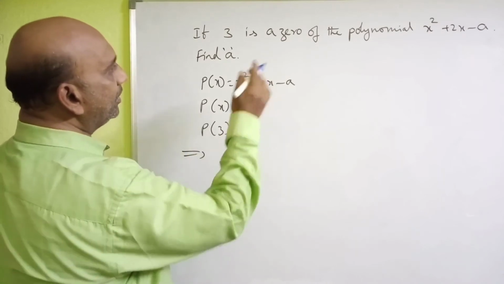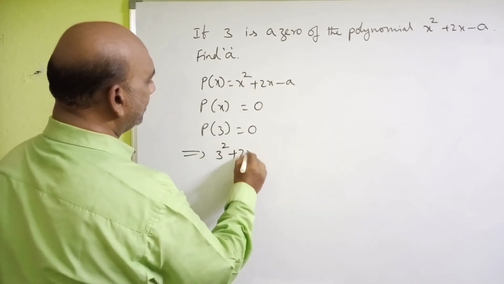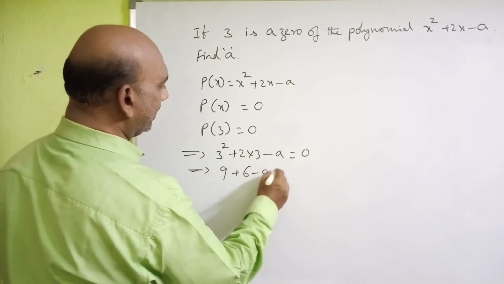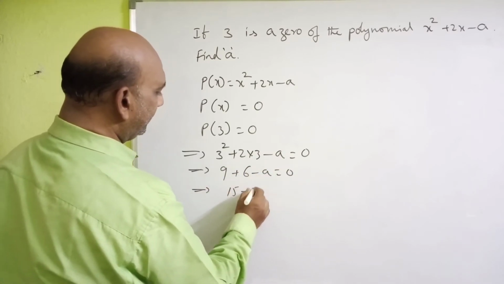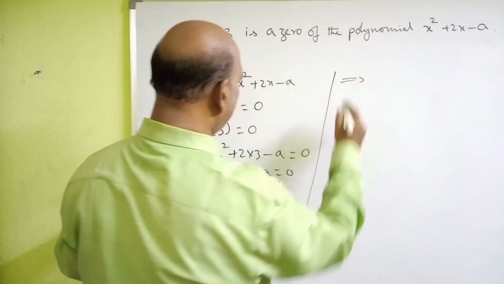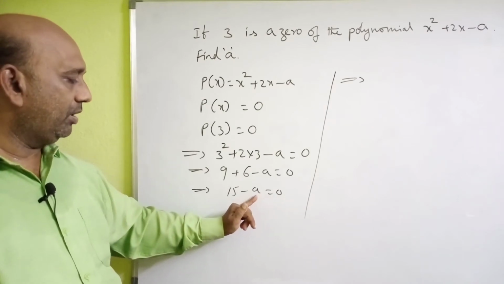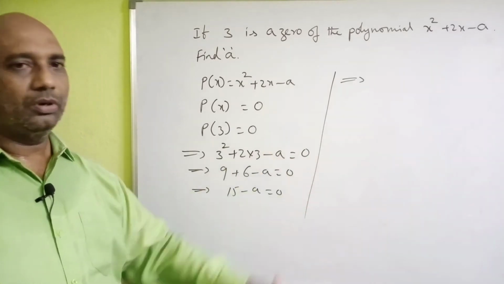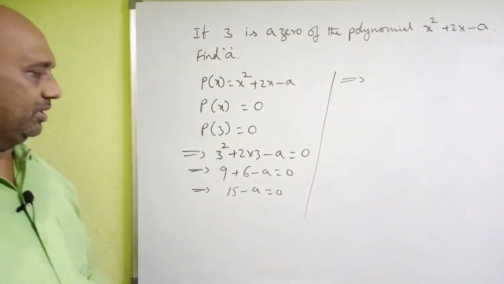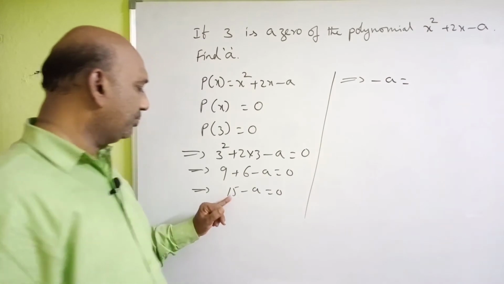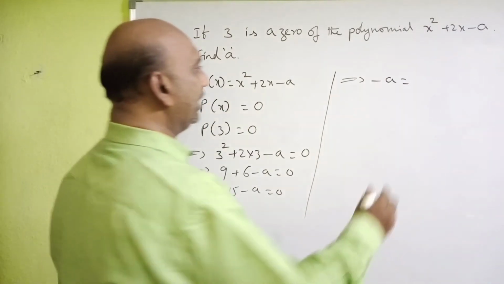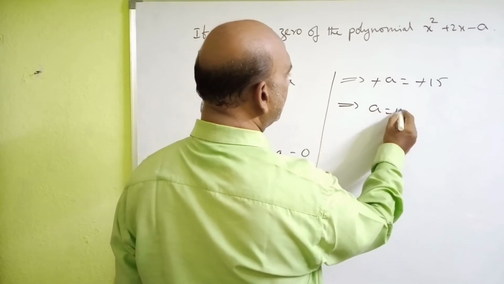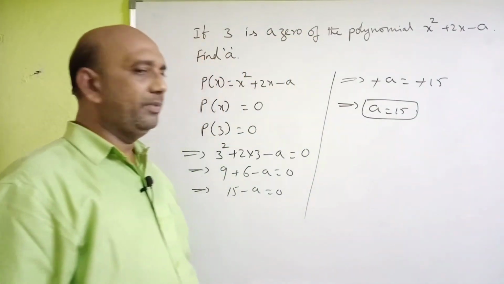So this implies, in place of x, 3 square plus 2 into 3 minus a equal to 0. This implies 3 square means 9 plus 2 threes is 6 minus a equal to 0. This implies 9 plus 6, 15 minus a equal to 0. We want to find the value of a. That's why keep the a value on the LHS only and transpose this constant 15 to RHS. Then minus a is equal to, by transposing this positive 15 to RHS, it will become negative 15. That means minus 15. So both sides minus minus gets cancelled. That implies a is equal to 15. So the value of a is 15.